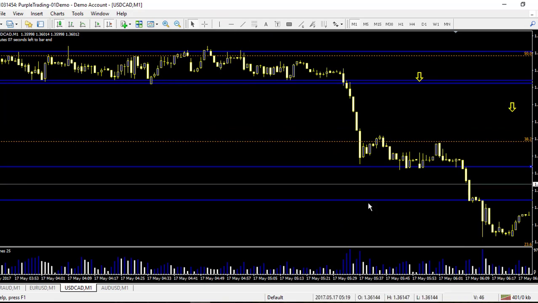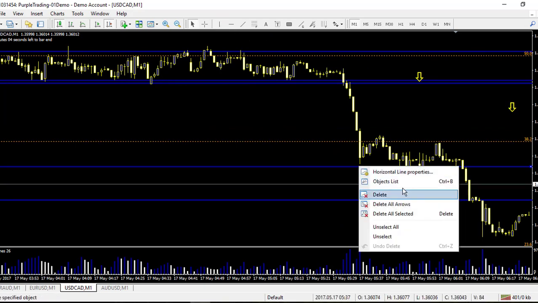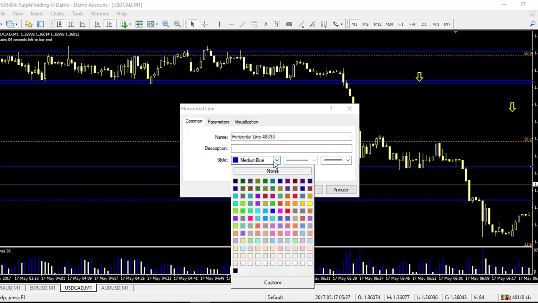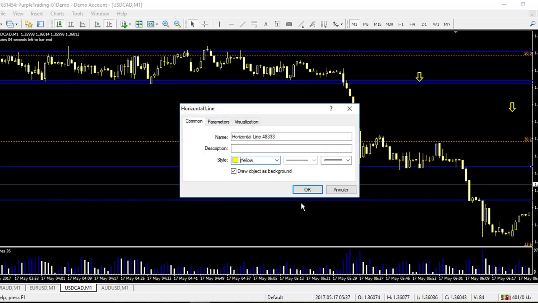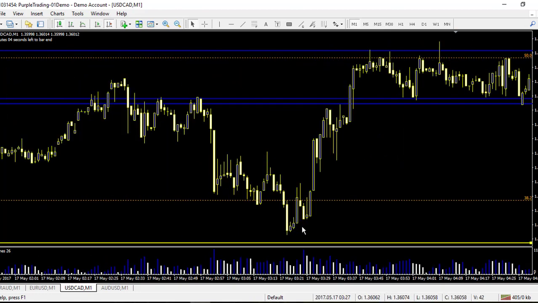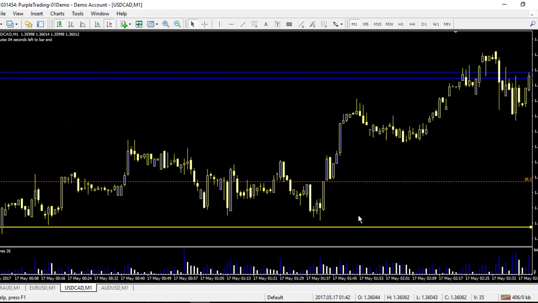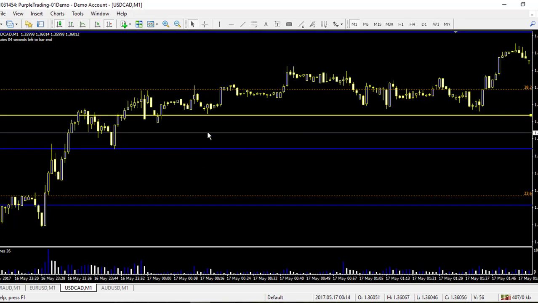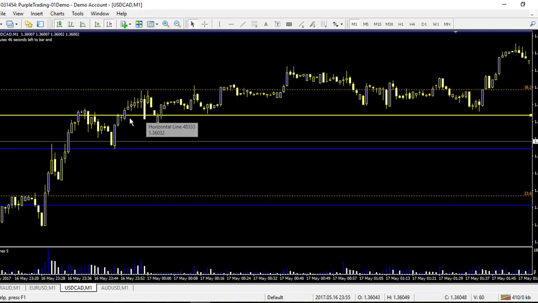I will look in the past, identify this line to see what the past activity is at this line. As you can see, it doesn't touch for a long time, and then 1 rejection, 1 break, 1 rejection, 1 break.